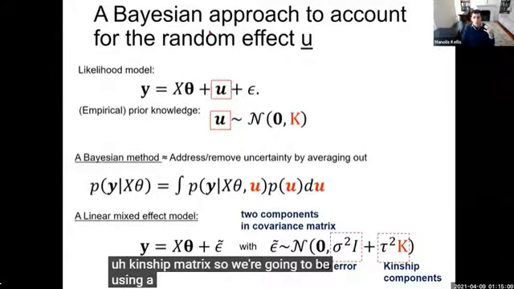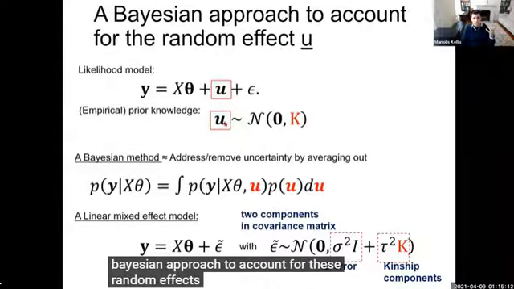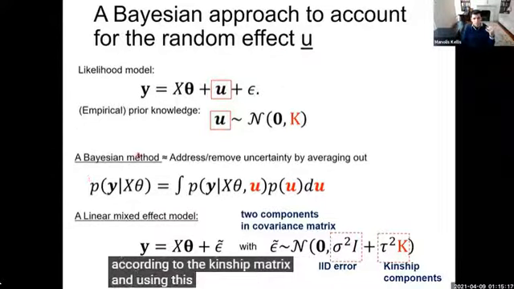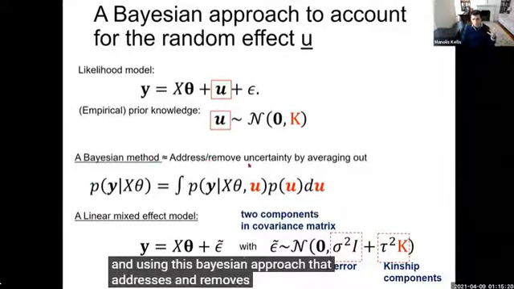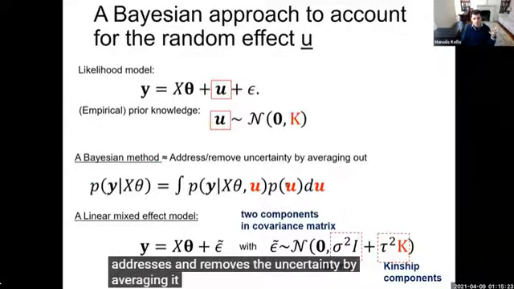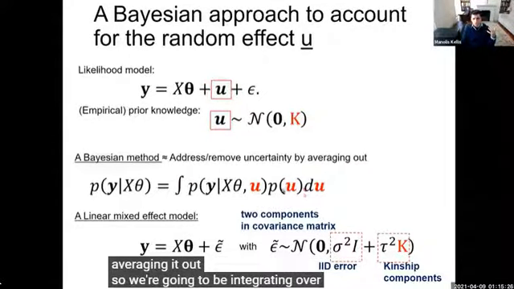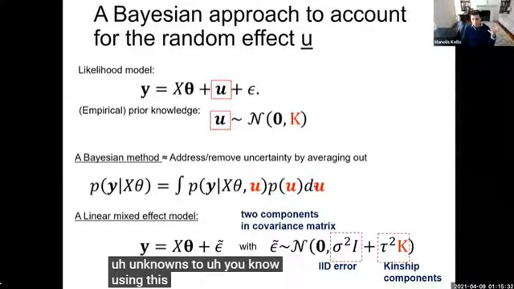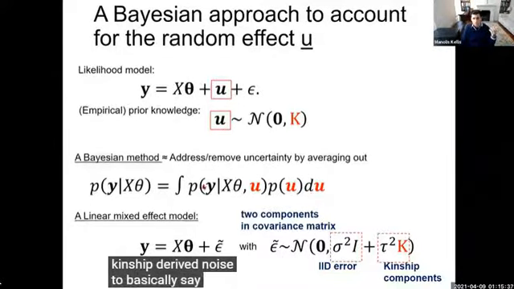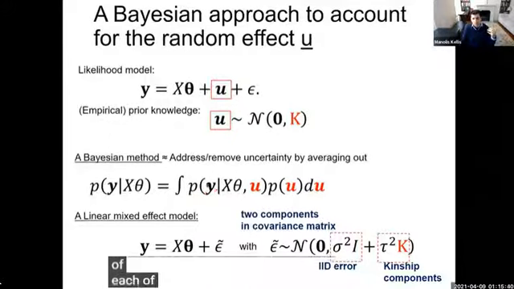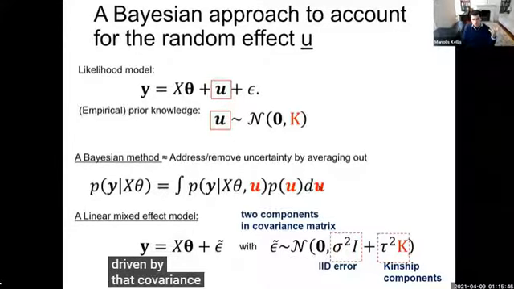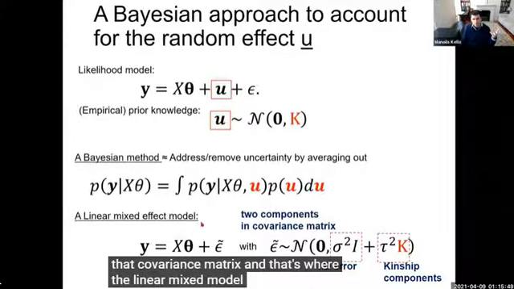So we're going to be using a Bayesian approach to account for these random effects by saying that they are distributed according to the kinship matrix, and using this Bayesian approach that addresses and removes the uncertainty by averaging it out. So we're going to be integrating over all of these unknowns, using this kinship derived noise to basically say what is the probability of each of the phenotypic effects being driven by that covariance matrix. And that's where the linear mixed model will come in.